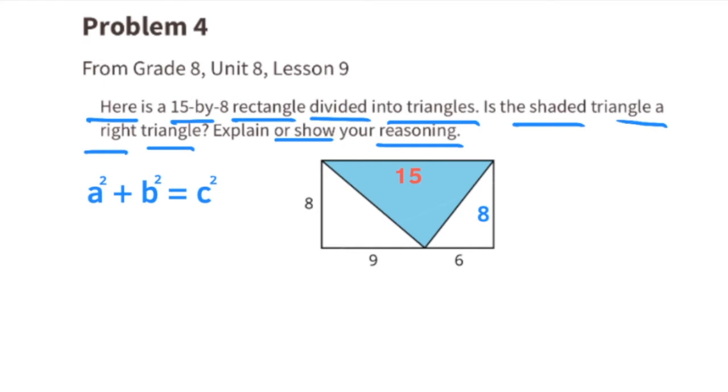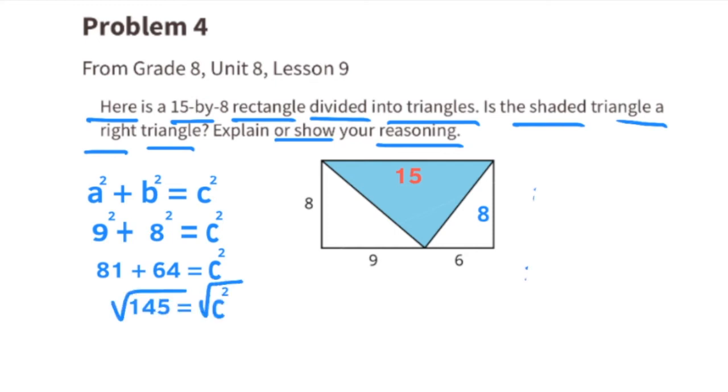Let's use the information that they gave us and find the hypotenuse of the triangle on the left. 9 squared plus 8 squared equals c squared. 9 squared is 81, 8 squared is 64. Since 81 plus 64 equals 145, then c squared equals 145. That means that c equals the square root of 145. We know that one of the missing side lengths for the shaded triangle is the square root of 145.